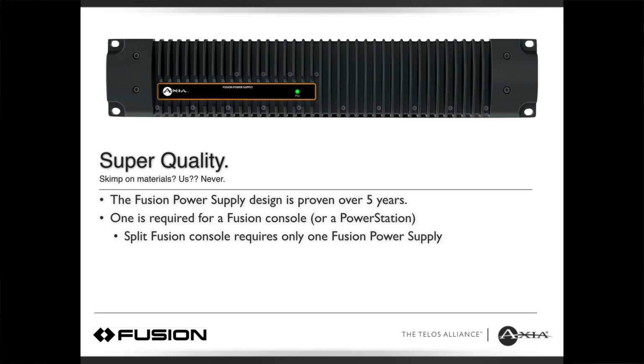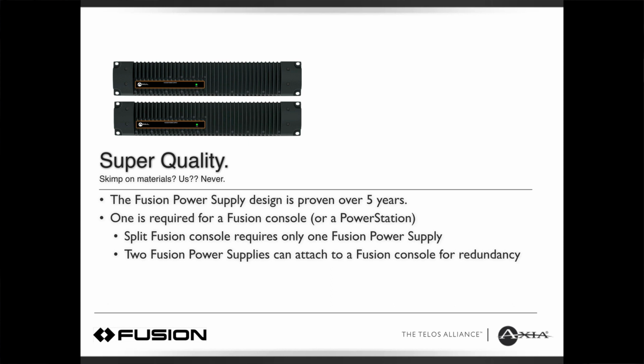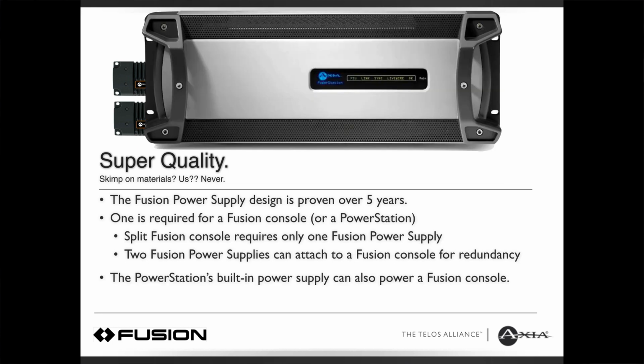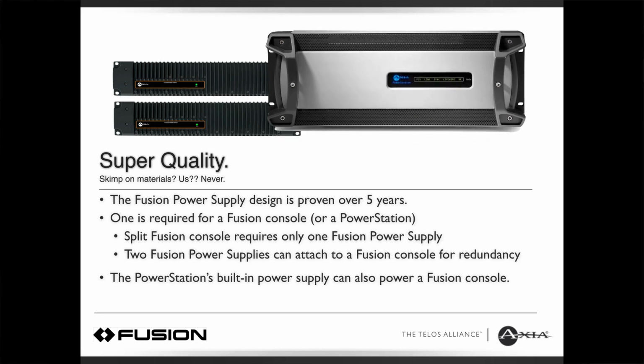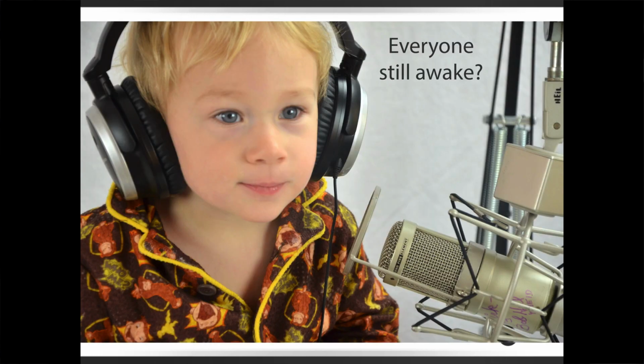You can power a Fusion console with the Fusion power supply or with an Axia power station. Either way, the choice is yours. You can use 2 Fusion power supplies if you like for complete power supply redundancy. They're hot swappable this way. You can also power the Fusion with a power station from Axia. And if you want redundancy there, you can simply add a power station aux unit to give full redundancy to all the electronics in the power station and in the Fusion console.